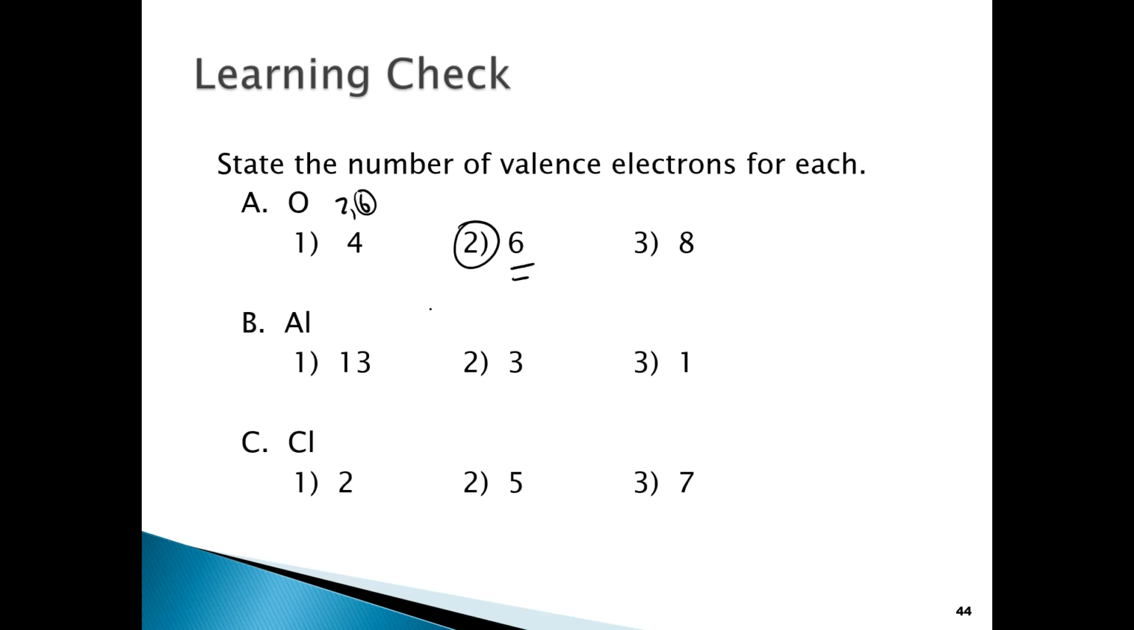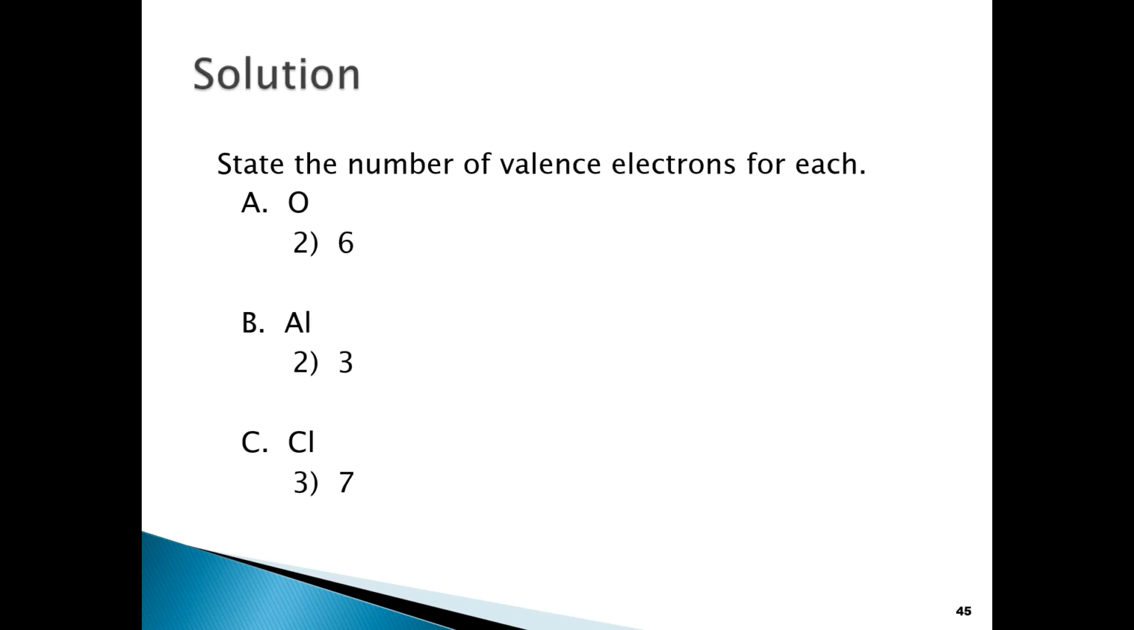Okay, in the case of aluminum, same thing. We could look at it in terms of the electron arrangement. Aluminum has 13 electrons, so therefore this would be the arrangement, which would mean that the number of valence electrons here would be 3. In the case of chlorine, which has an atomic number of 17, the electron arrangement is this, 2, 8, 7, which means that the number of valence electrons in this case would be 7. And that's basically how that is done.